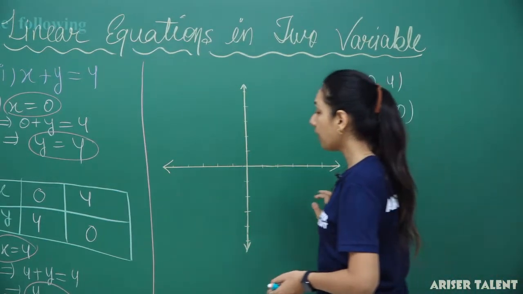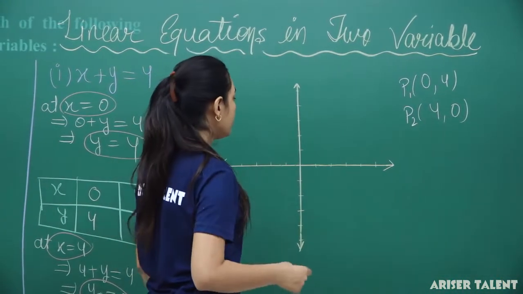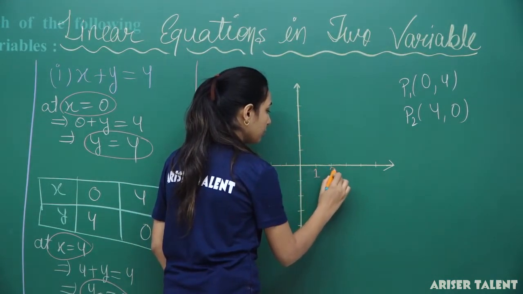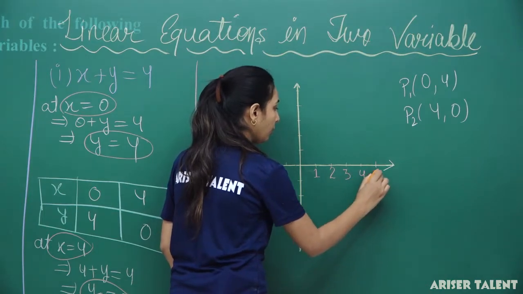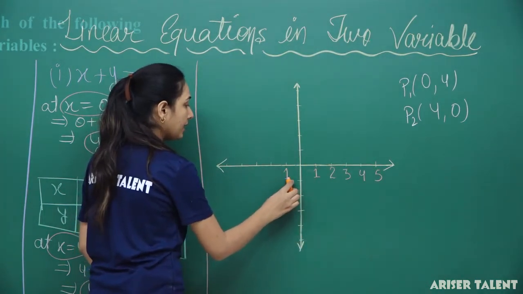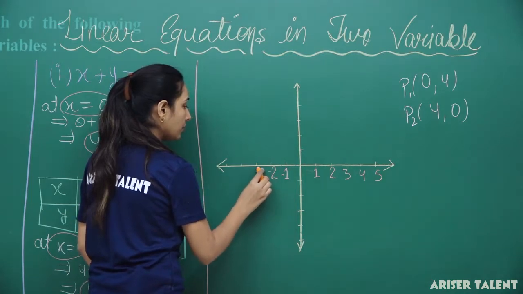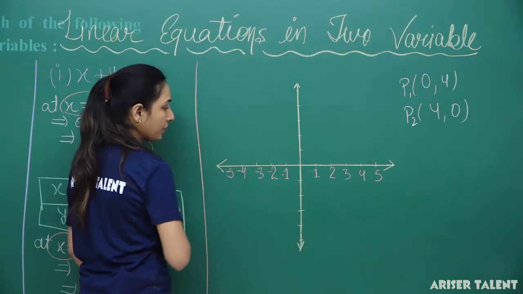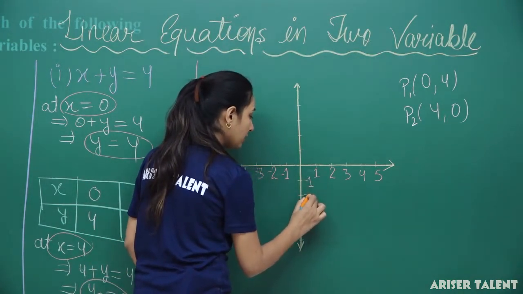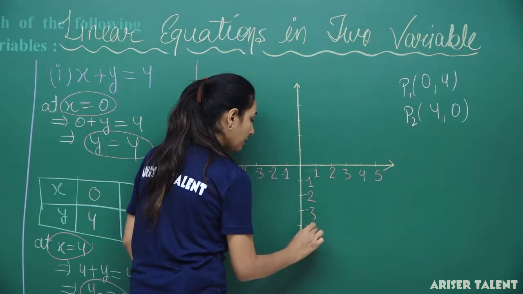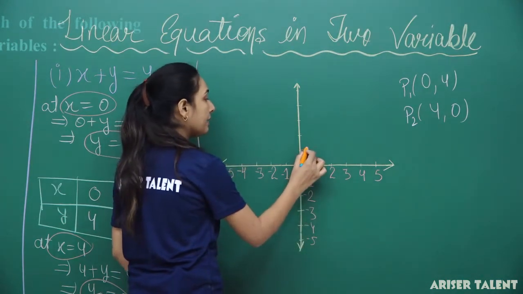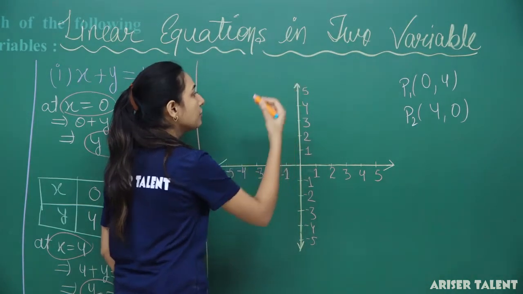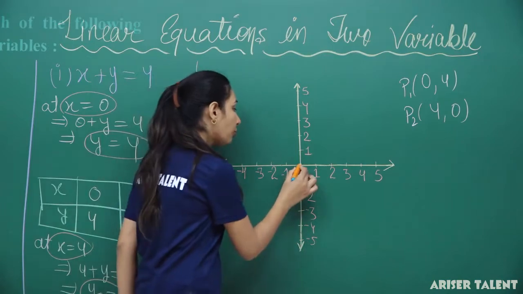Now you have to mark these on your graph. Now here it is, this is your graph. You have 1, 2, 3, 4, 5 here, and minus 1, minus 2, minus 3, minus 4, minus 5 here. Similarly, you have minus 1, minus 2, minus 3, minus 4 and minus 5 here, and 1, 2, 3, 4, 5 and so on there. Okay, and this is your point 0.